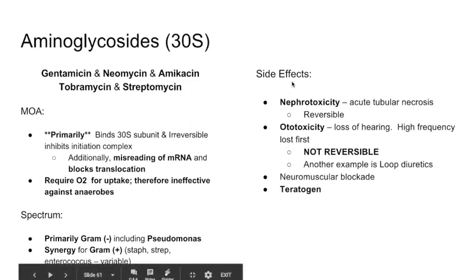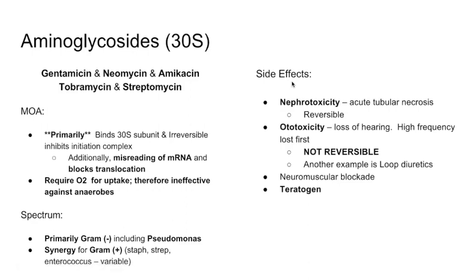Side effects for aminoglycosides is very important. So kidneys, ears, and muscles and babies. Kidneys, ears, muscles, and babies. So first thing is kidneys. So aminoglycosides are notorious for nephrotoxicity. And the mechanism of nephrotoxicity is that they can cause acute tubular necrosis. So they accumulate in the tubules and they cause the death of these tubules.